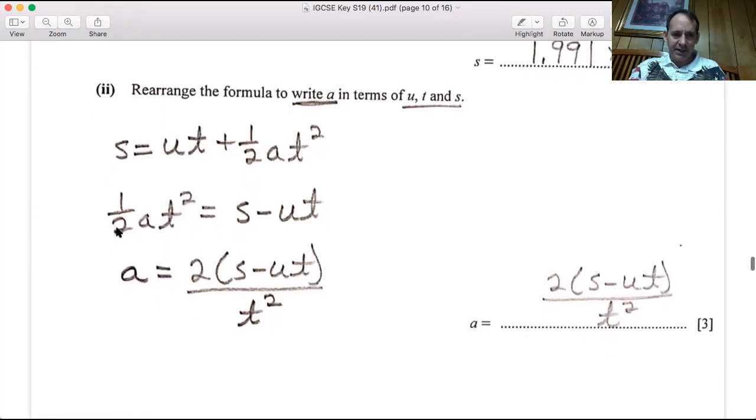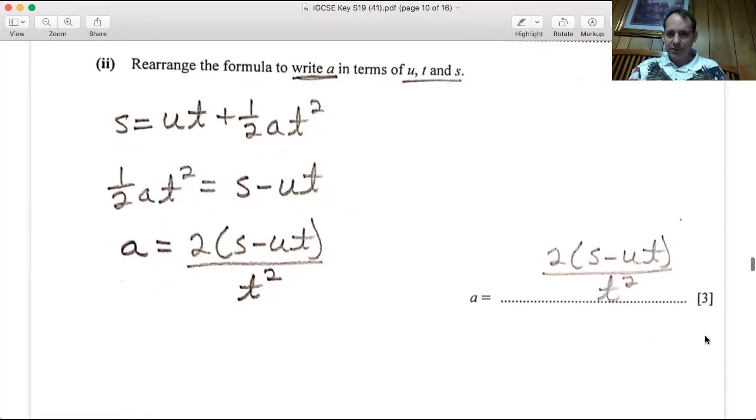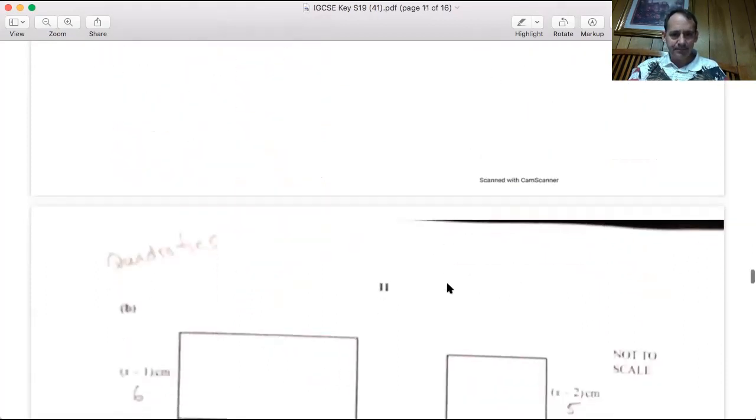Multiply both sides by 2 to get rid of the 1/2. Divide both sides by T squared. Now you have A as your subject. So that shouldn't be too difficult. You get 3 points for that.